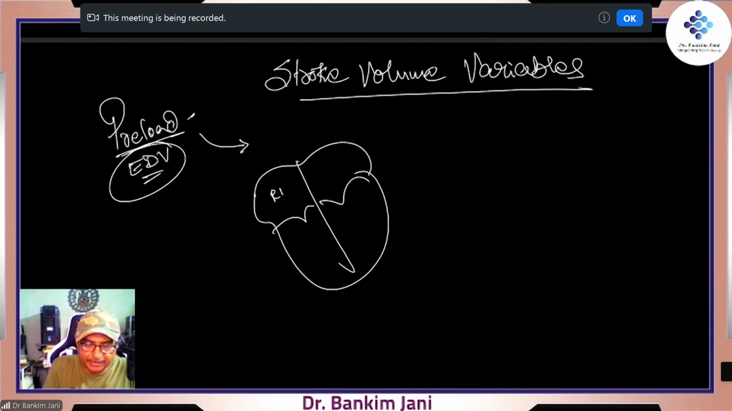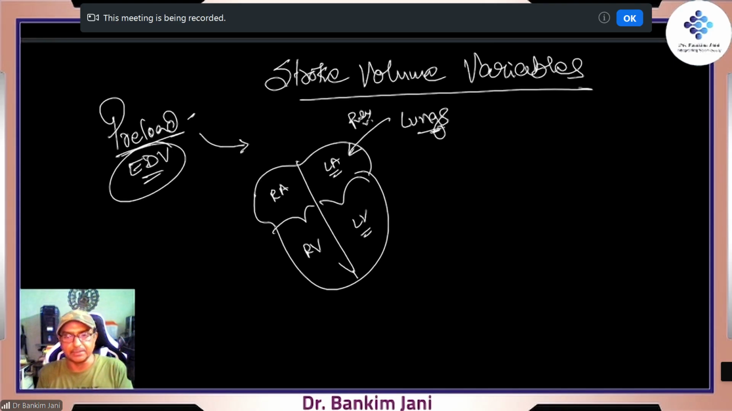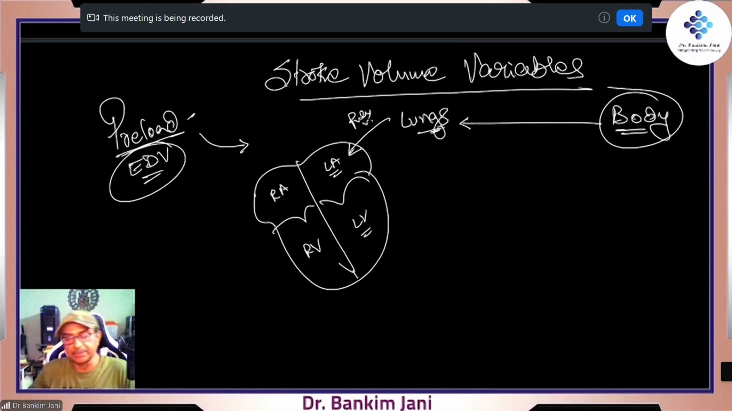Here is right atrium, left atrium, the right ventricle, left ventricle. Who will be pushing the blood into the left ventricle? Left atrium. So left atrium should get the blood. Left atrium will be getting it from the lungs, correct? Pulmonary veins. So basically lungs. Lungs, they don't make blood. Who will be sending that blood? That blood will be coming from the body. Basically, it will be from the body.